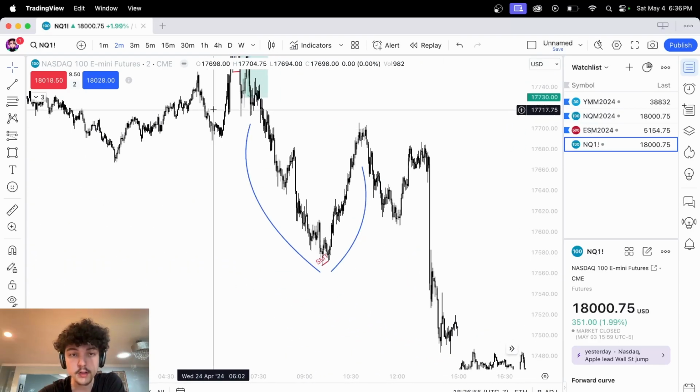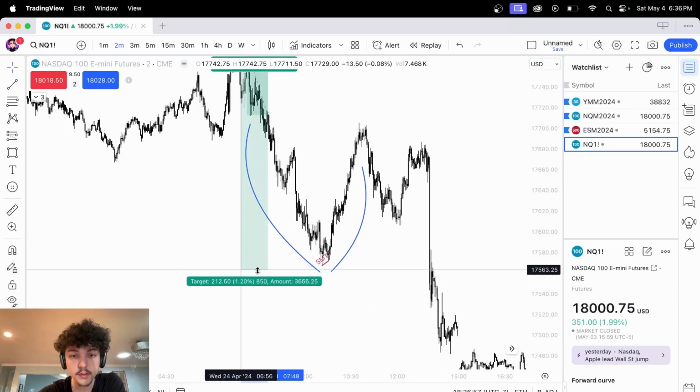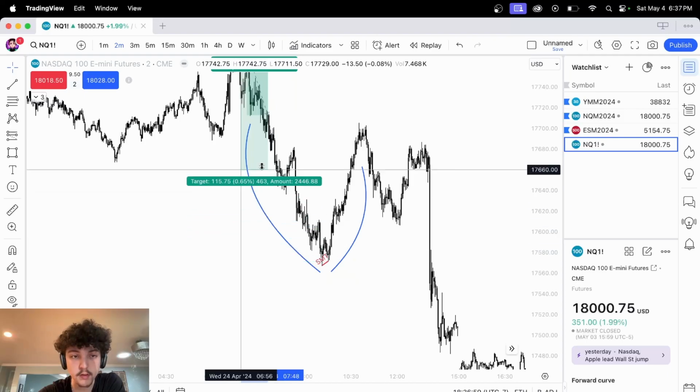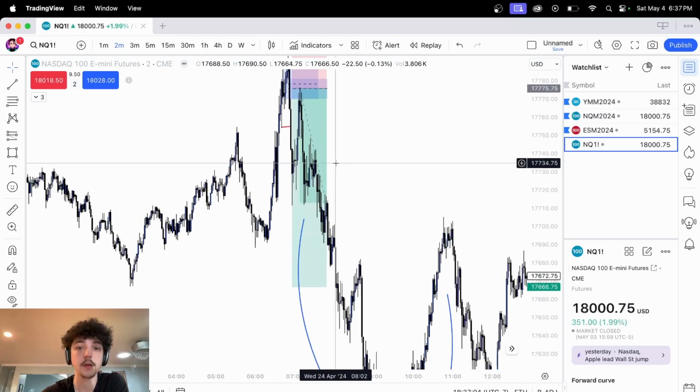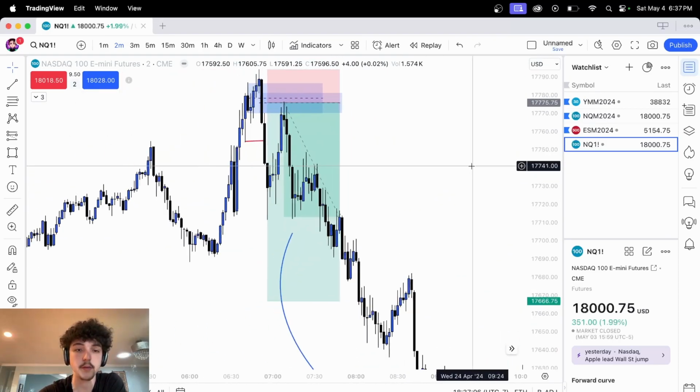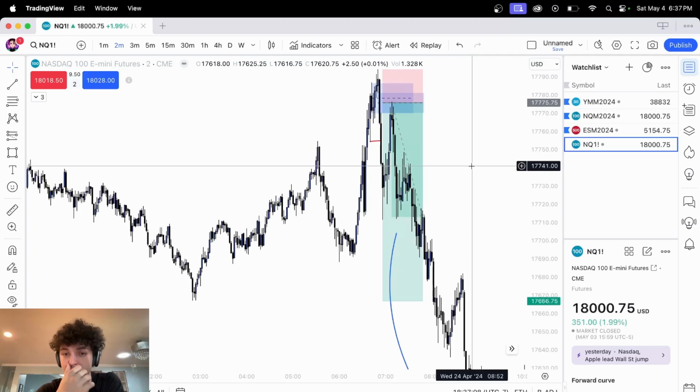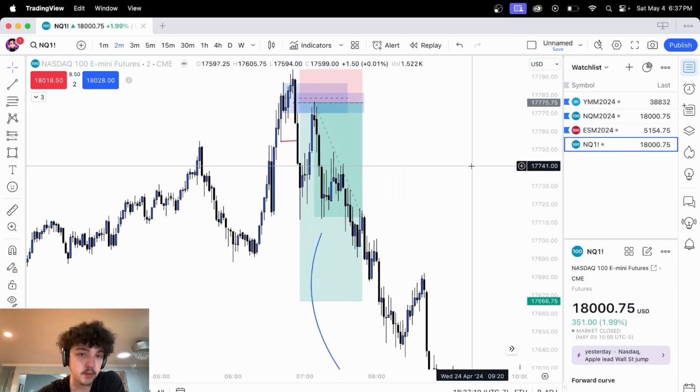Literally targeting sell side of the curve. Well, I guess actually you could target right there. Yeah, that'd be sell side of the curve right there. Or sorry, not sell side of the curve. That would just be sell side liquidity that gets swept.